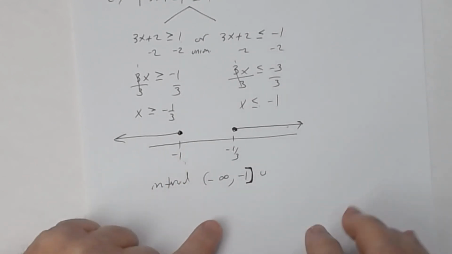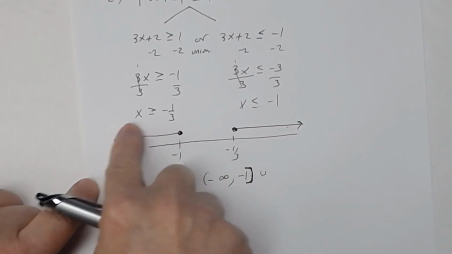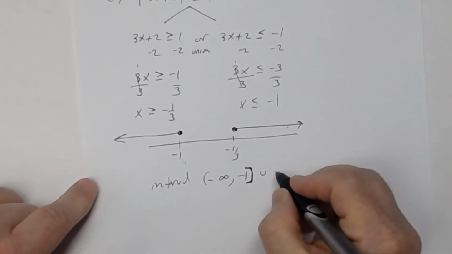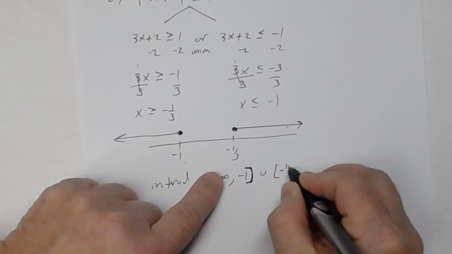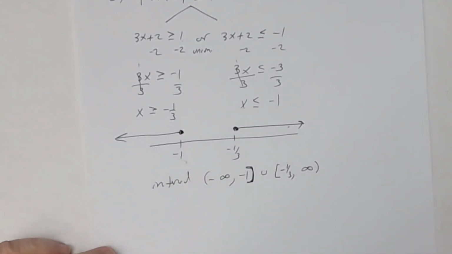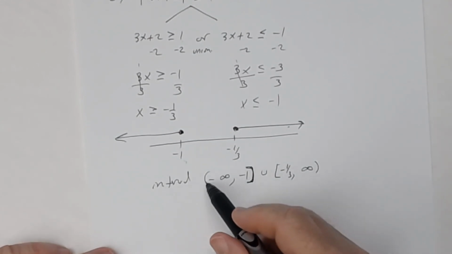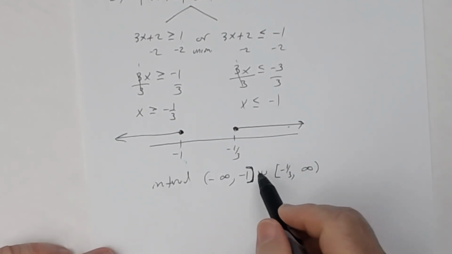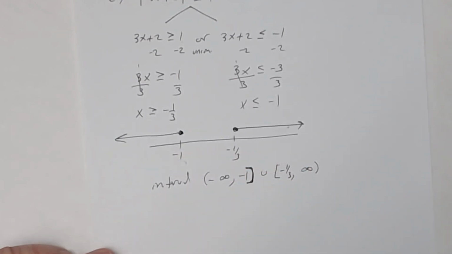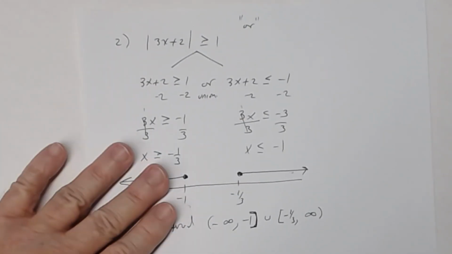Union, so my solution involves two intervals. This interval and also this interval is a solution. So union and then bracket negative 1/3 to infinity. So that's your interval notation. Remember, when you deal with infinity, negative infinity, you always put parentheses. And we use brackets here because both of those were equal to, so closed circles. All right, so that's how you do an OR statement.